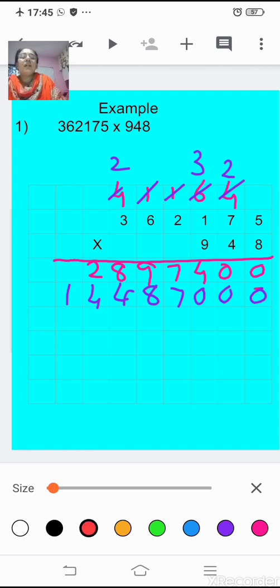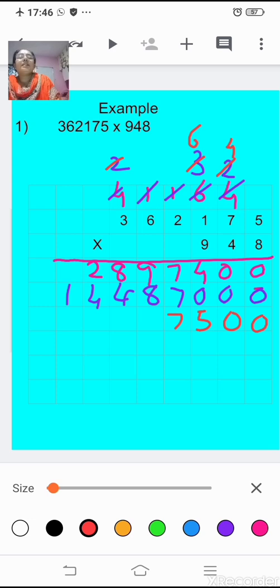Now coming to the number 9, which is in the hundreds place. So in the ones place you will put a 0. Tens place you will put a 0. You have finished with this number, so you can just cancel it. 9 5s are 45. 4 carry over here. 7 9s are 63 plus 4, 67. 6 carry over here.